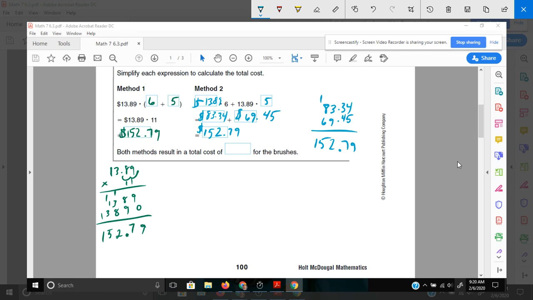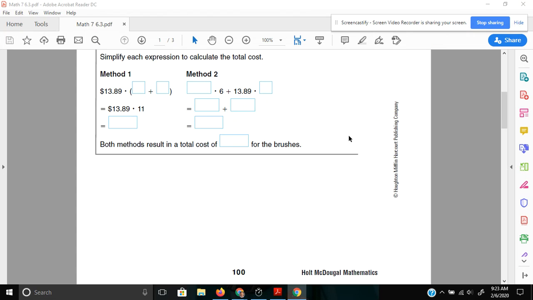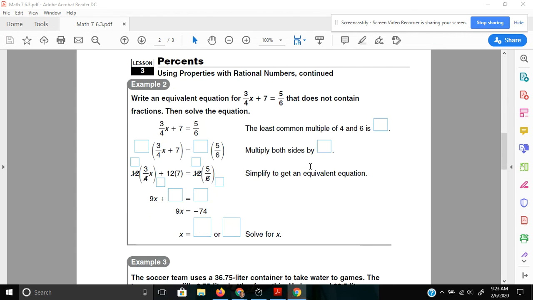So both methods result in a total cost of $152.79. We're just showing you with the distributive property that there's multiple ways to do this problem. All right, let's look at the next example.